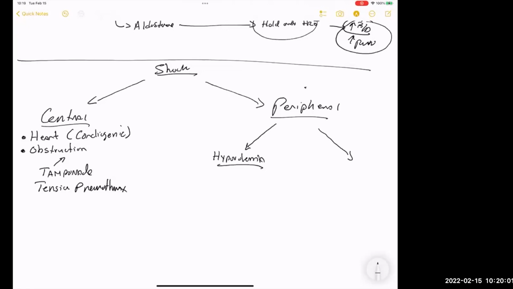And then you have something called distributive shock. This is where you're not necessarily losing fluid, but fluid is being distributed to other areas of the body. For example, fluid within your blood vessels is going somewhere else, or your blood vessels have become larger than normal. You have what's called vasodilation. All right, so some examples of things that can cause an abnormal distribution of blood flow include things like anaphylactic shock.